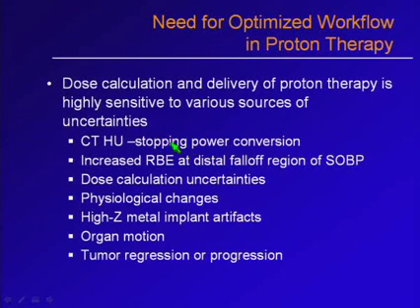There's CT Hounsfield to stopping power conversion. There's an increased RBE at distal falloff. So these have ramifications in terms of what type of imaging we're going to be doing, what type of assessment we're going to be doing, what type of plan evaluation we're going to be doing.